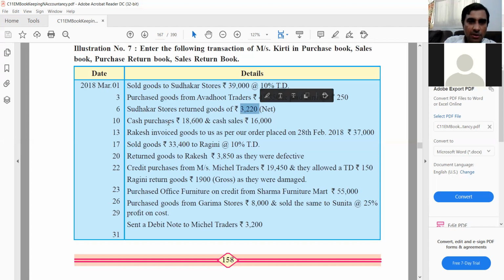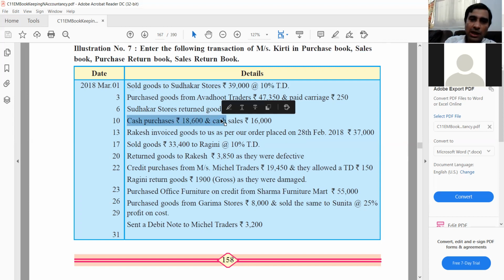Cash purchases 18,000. So, and cash sales. This will not get recorded in your purchase book, in your sales book. This is only meant to confuse you. Do not post this when the question is saying that please prepare purchase book, sales book, purchase return. So this is to be ignored. This is going to come in the cash book.